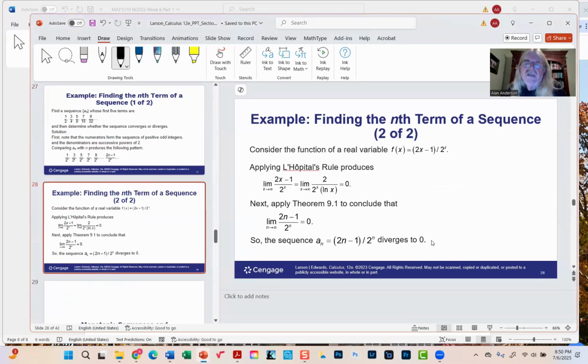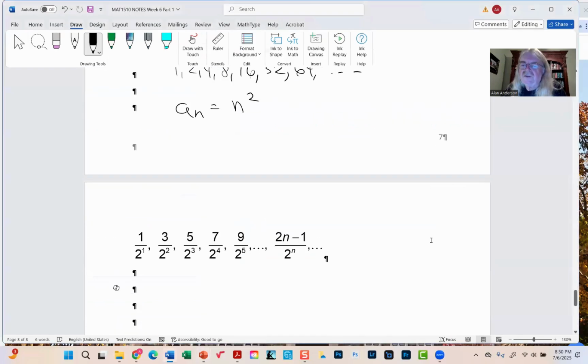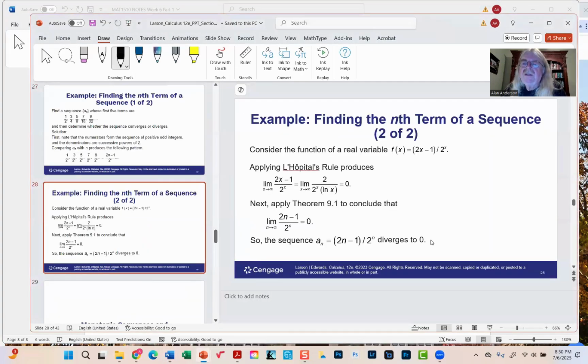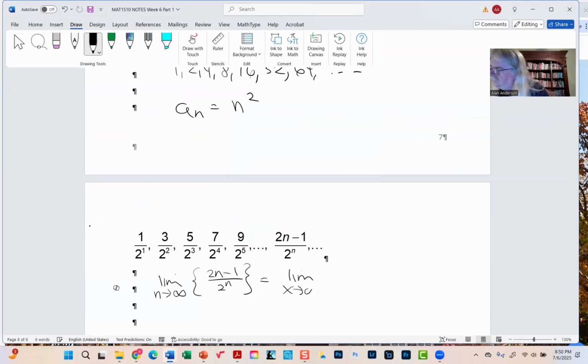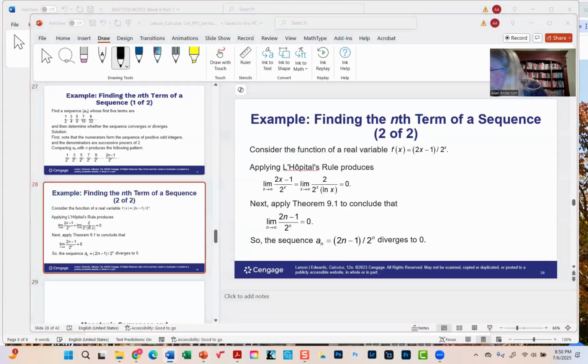Okay, so they want to know if it converges or diverges. Well, it's not immediately obvious just by looking at it. So what they're going to say is, listen, we know that we can take the limit of the corresponding function. To the x. Yeah, it's the same. We're just replacing the n's with x's.